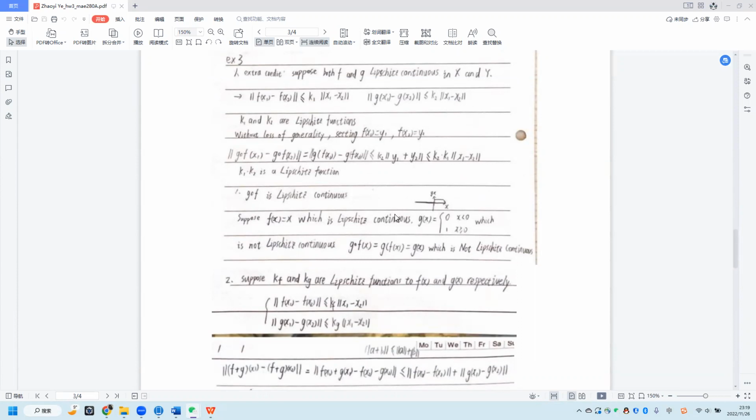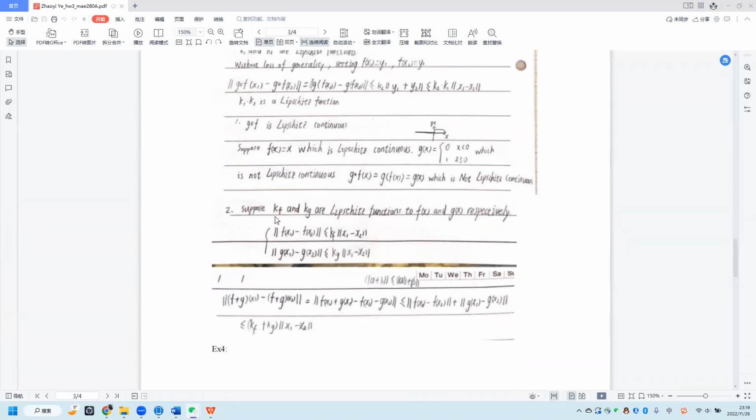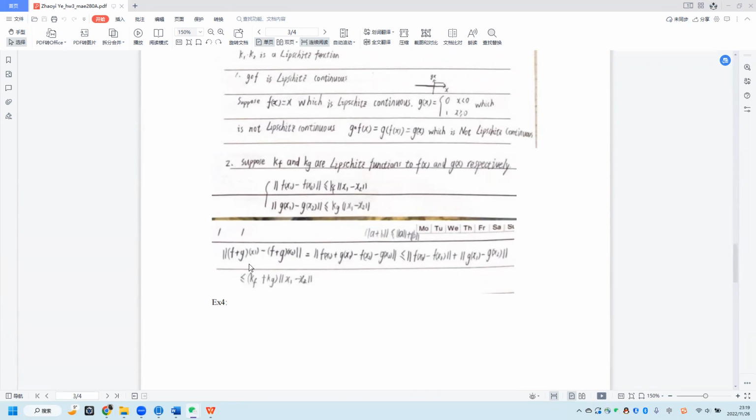So the result is that g circle f is not Lipschitz continuous if either f or g is not Lipschitz continuous. And then we come to the second question, where we can suppose that kf and kg are Lipschitz constants for f(x) and g(x) respectively. Similarly to this one, we combine them together and try to do the inequalities.